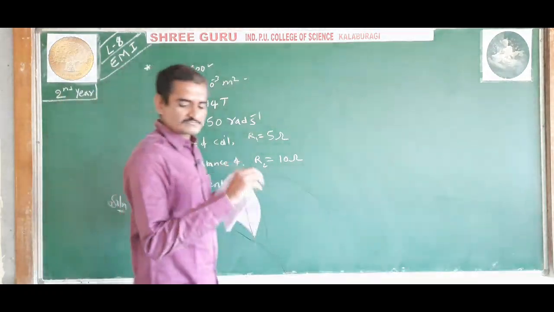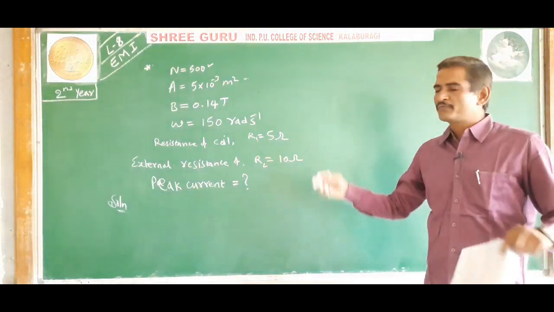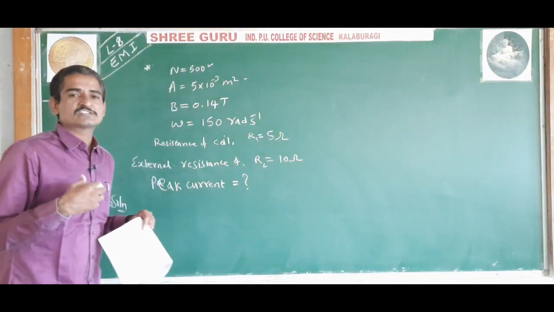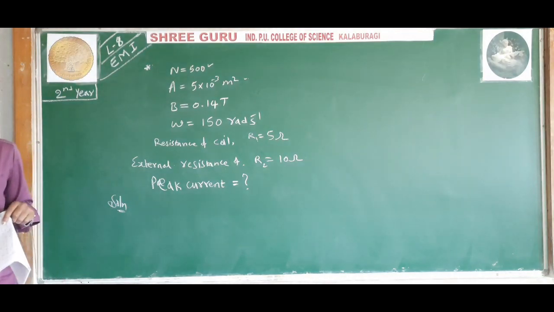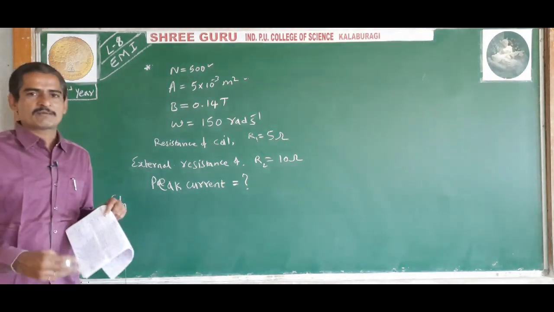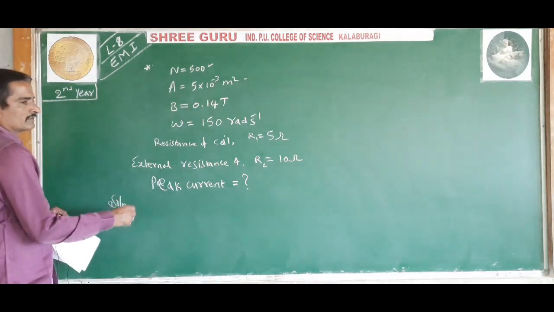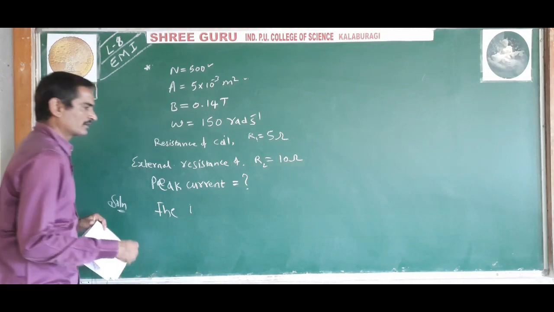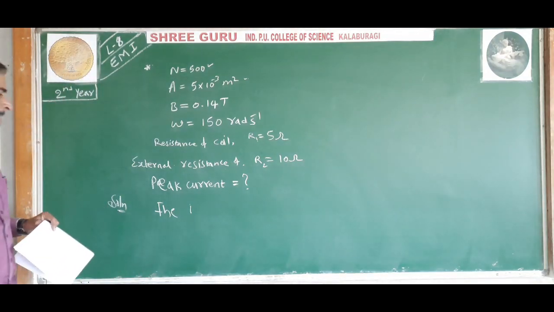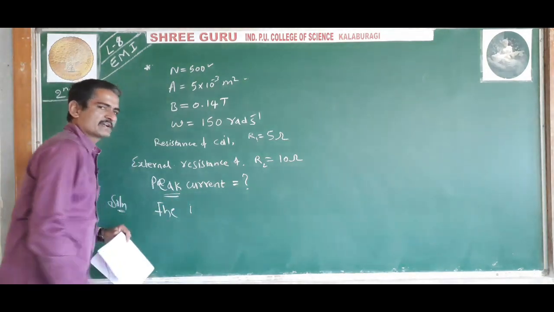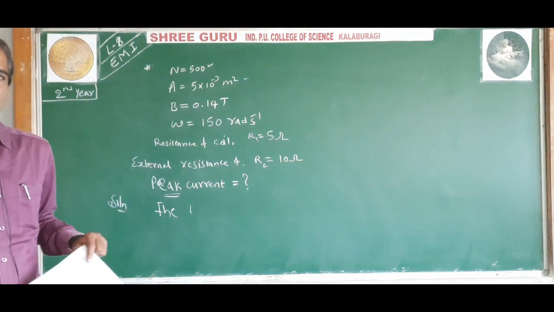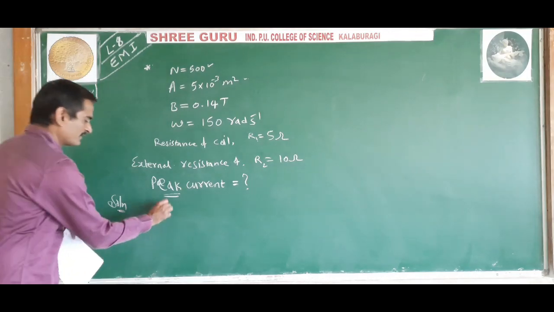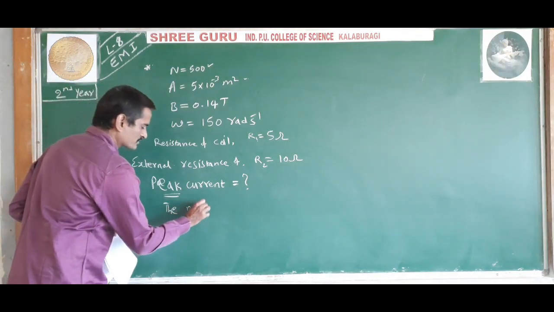See here, this is the EMF induced, due to the change in orientation between the magnetic field and the coil. So therefore, the induced EMF, not induced EMF, we want peak current. What do you mean by peak current? Peak current means maximum current. So let us find directly the maximum EMF.